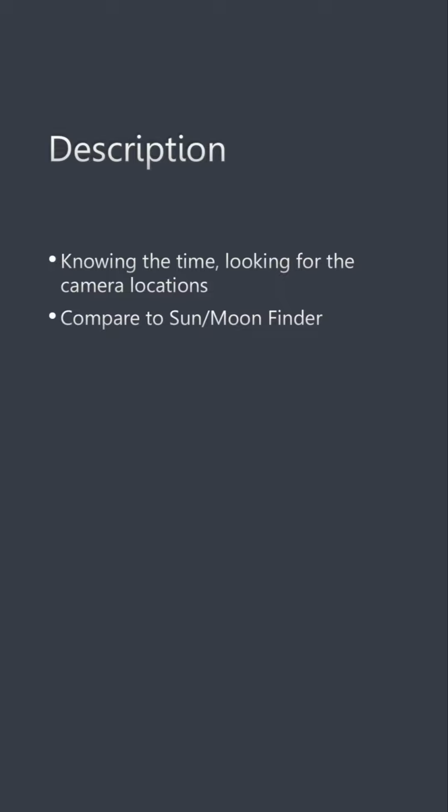If you're familiar with Planner, you know that there is a feature called the Sun Moon Finder feature. The Sun Moon Finder feature is that you know the location, then you find all the date and time where the sun or moon is going to appear in a certain part of the sky. That's a perfect feature to plan for some of the alignment shots.